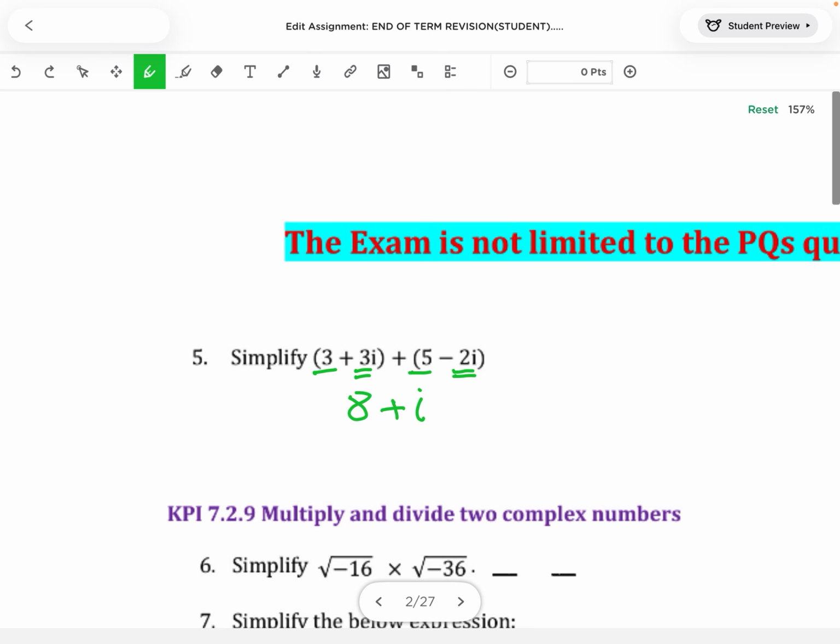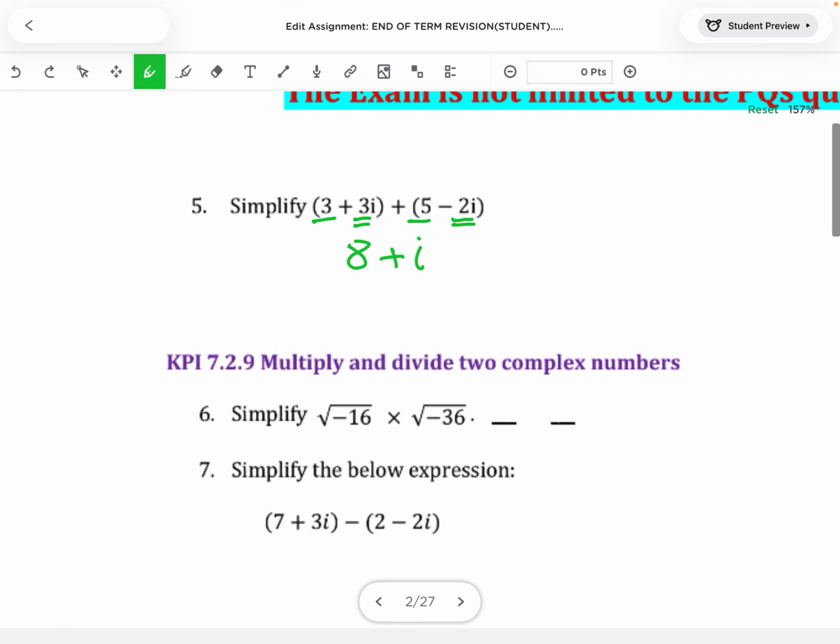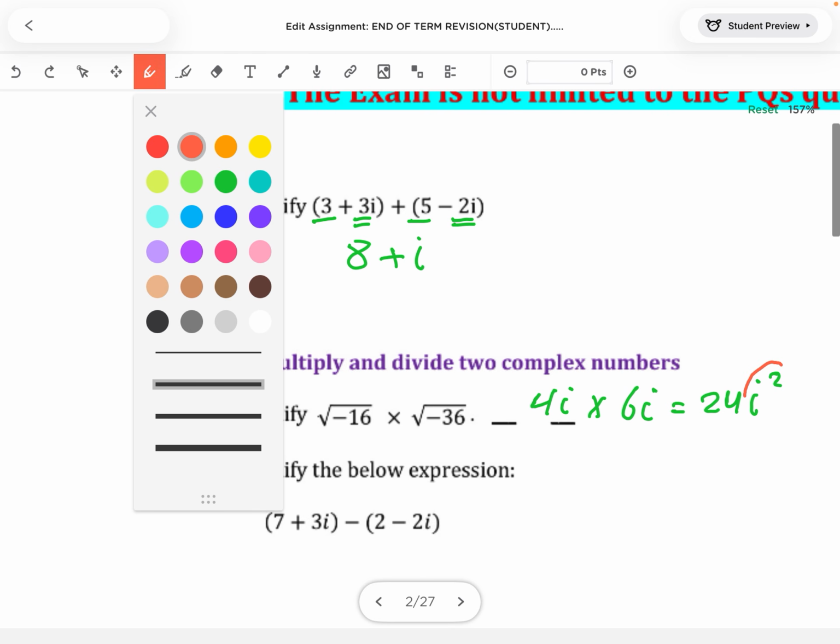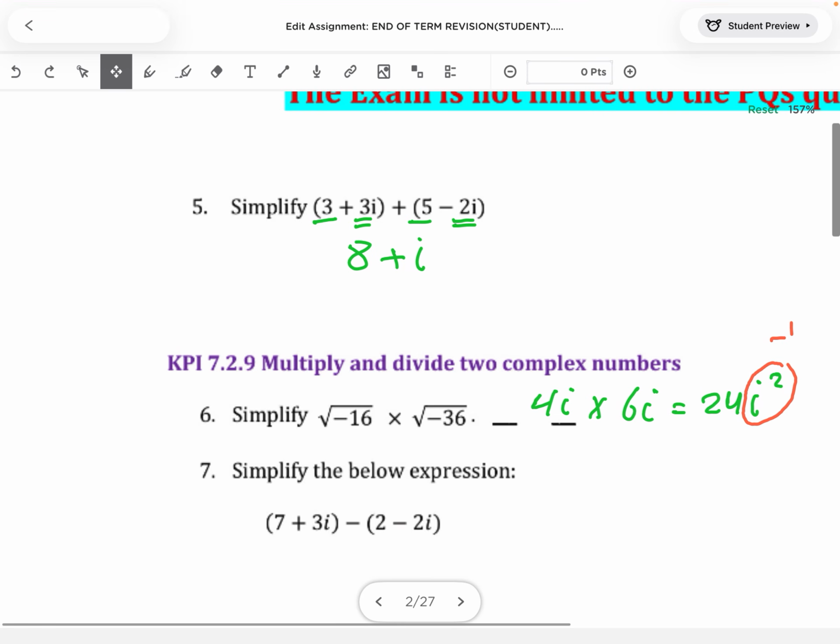Now the next question. If it is a multiple choice, put it as it is in the calculator and you can get the answer. Otherwise, if it is a written response, radical negative 16 is 4i times radical negative 36 is 6i. So it would be 24i squared. And now we know that i squared is negative 1. So the answer would be at the end negative 24.